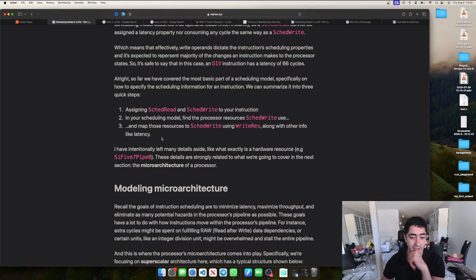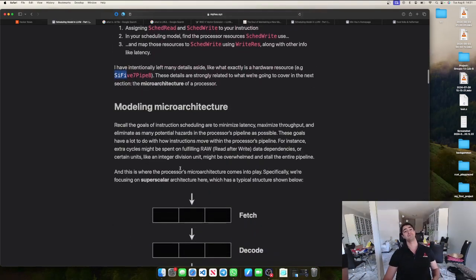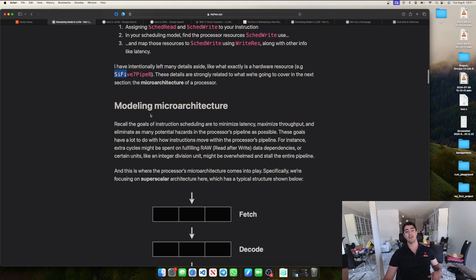And map those resources to sched write using write res along with other info like latency. I have intentionally left many details aside, like what exactly is a hardware resource, for example, SiFive 7 pipe B. These details are strongly related to what we are going to cover in the next section, the microarchitecture of a processor.